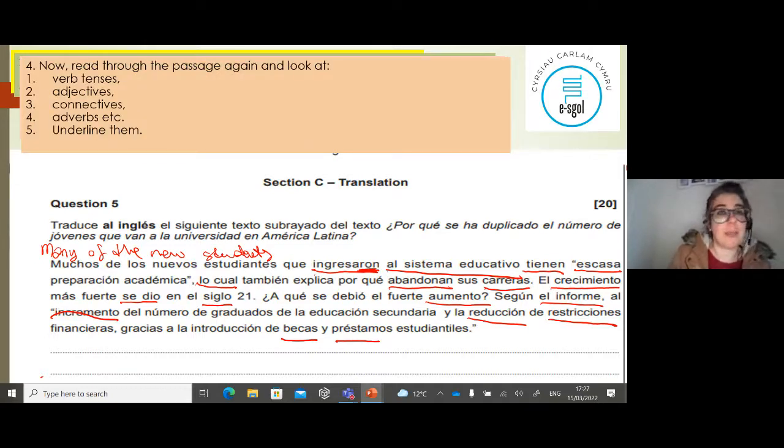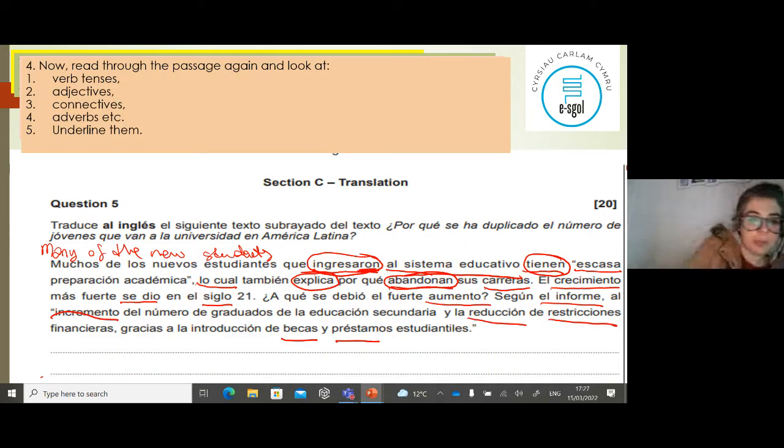So look again through the passage and look at the verbs, look at the tenses. If you've highlighted them in one color, you can now circle the verbs. So I've got ingresaron is a verb. I'm going to circle them. Tienen is a verb. Explica is a verb. Abandonan is a verb. Se dio is a verb. Se debió is a verb.